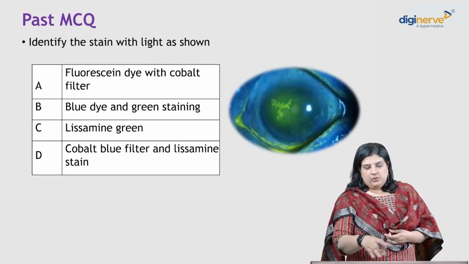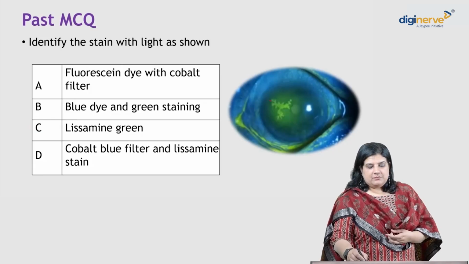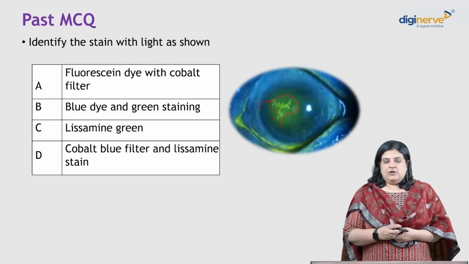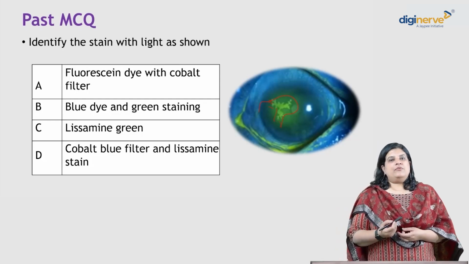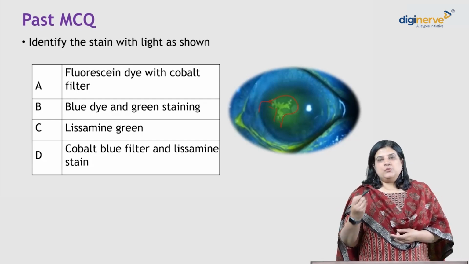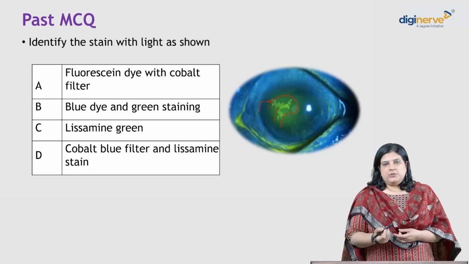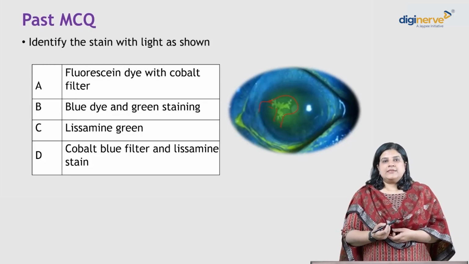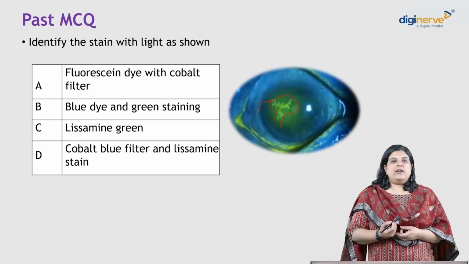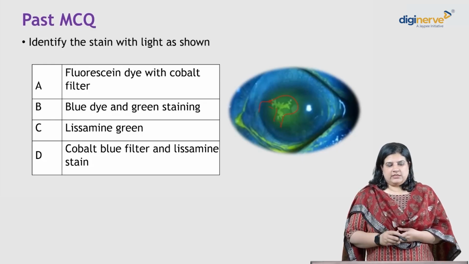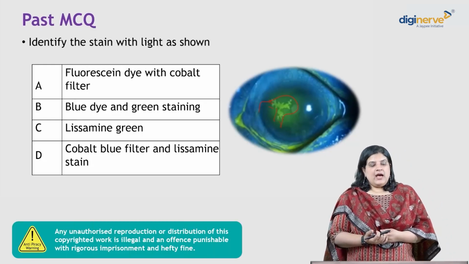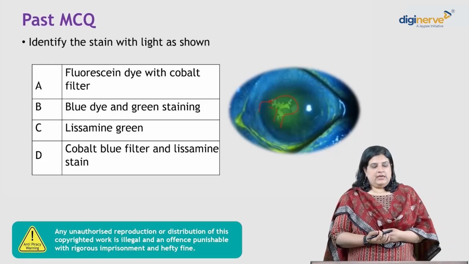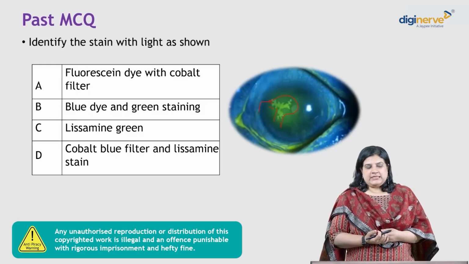Now you are seeing a blue light and you are seeing this branching pattern with green color on the surface of the cornea. So this is a very typical dendritic pattern of herpetic keratitis, and this blue light is the cobalt blue light which we have on our slit lamps, and this green color is because of fluorescein dye which is being seen through this blue light. So what are our options? Fluorescein dye with cobalt filter, blue dye and green staining, Lissamine green and cobalt blue filter, and Lissamine stain.